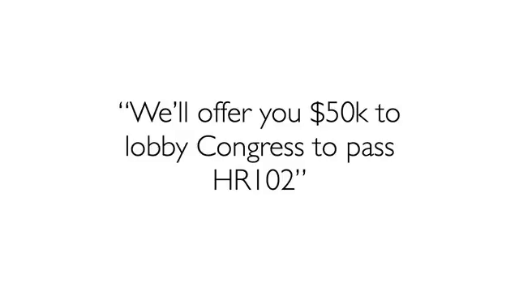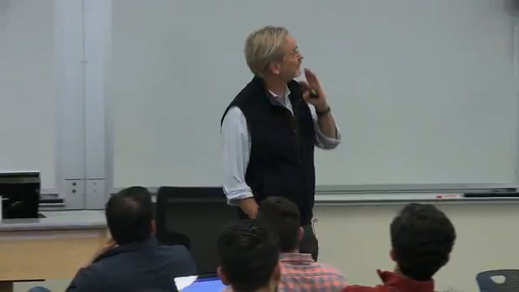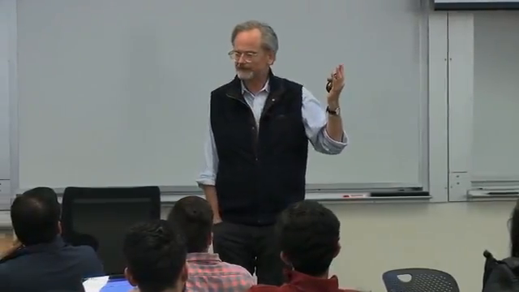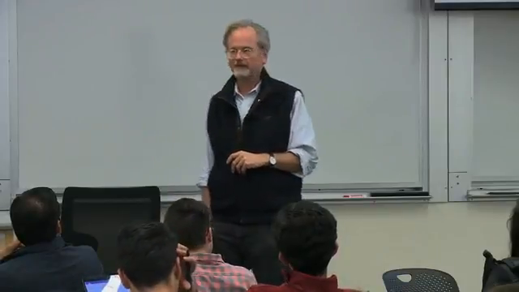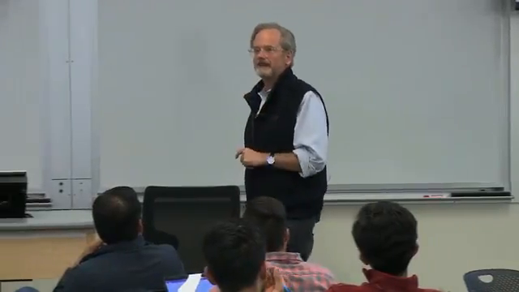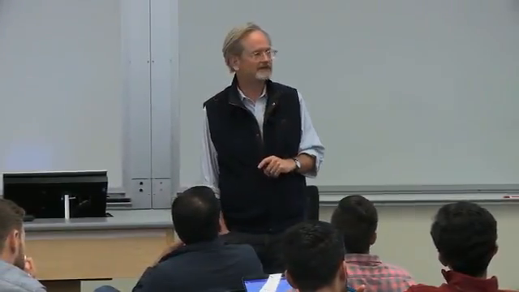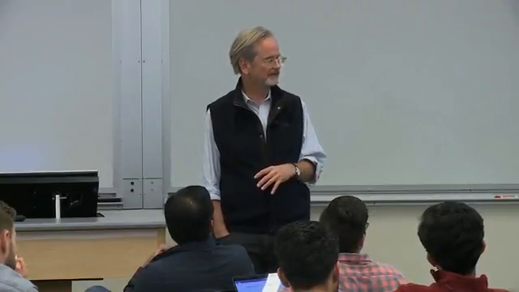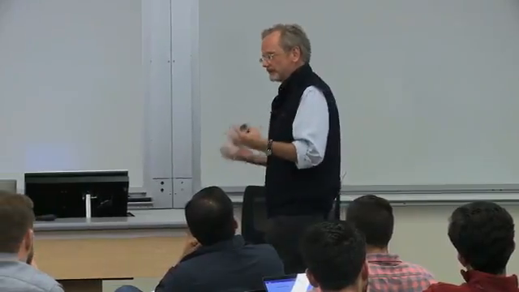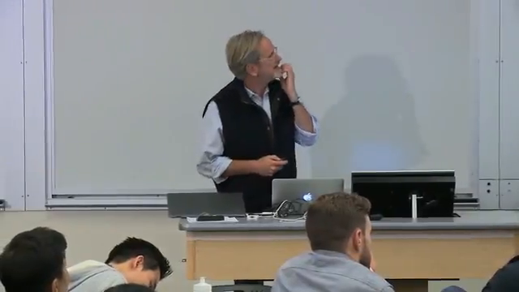Here's another contract. We'll offer you $50,000 to lobby Congress to pass H.R. 102. This contract looks pretty normal to us. You can imagine lobbyists have a contract like this all the time. In fact, in the middle of the 19th century, the Supreme Court ruled this contract was an illegal contract. You weren't allowed to hire people to lobby Congress. Right? So again, the background norm of what is appropriate or not for the contract controlled what type of contracting was allowed.